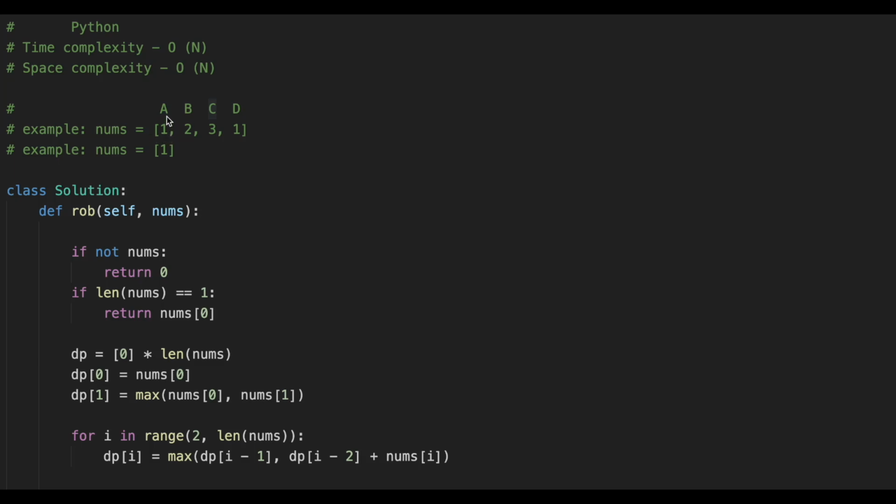Today we have a problem where we are given an array nums which represents the amount of money at each house. So for example, let's say in this case at house A we have amount of money 1, at house B we have amount of money 2, and so on.